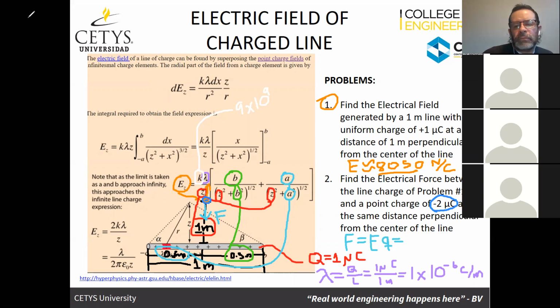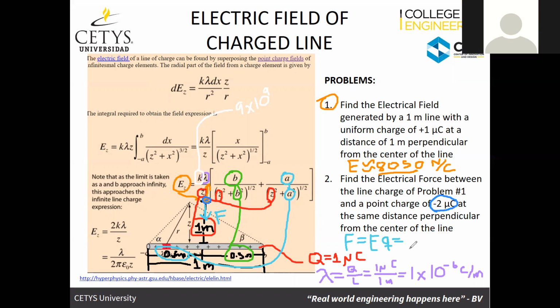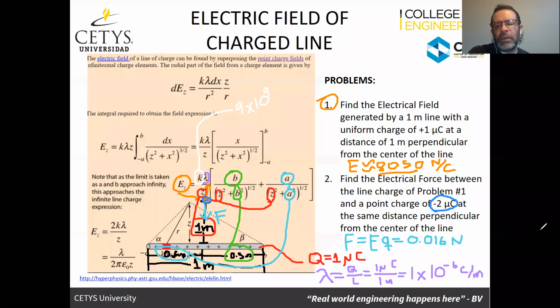I already have the answer. Go ahead. Is it 0.016? I got the same. 0.016 newtons. Yes. Okay, that would be the force that's exerted, which is basically 8,050 multiplied by 0.000002, which would be the 0.016.